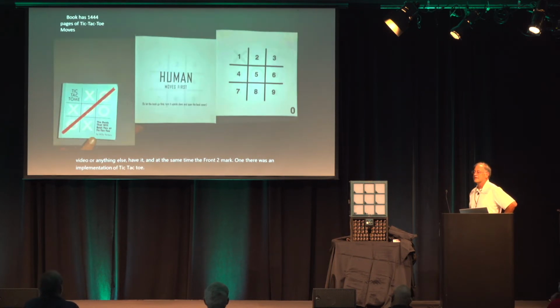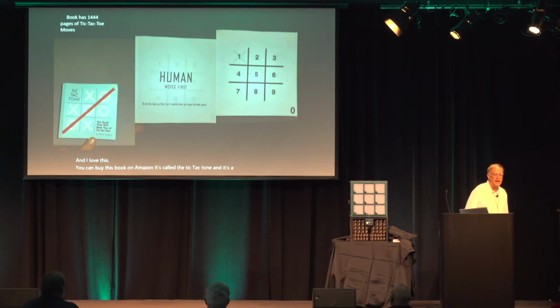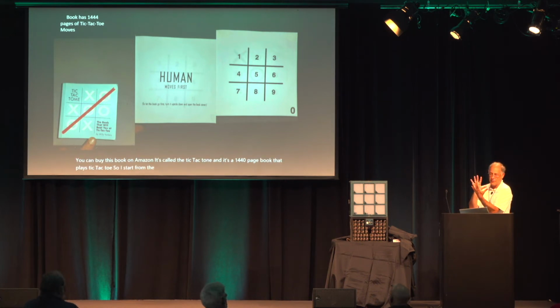And I love this. You can buy this book on Amazon. It's called the Tic Tac Tome, and it's a 1,440-page book that plays tic-tac-toe. So I start from the book on one side. If the human goes first, I turn the book upside down, start from the back, and the book goes first.